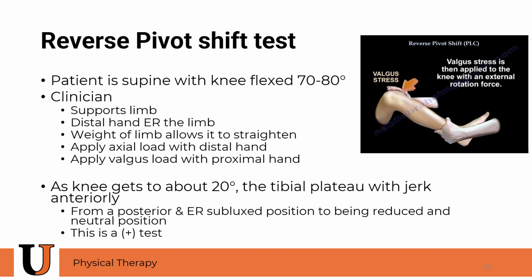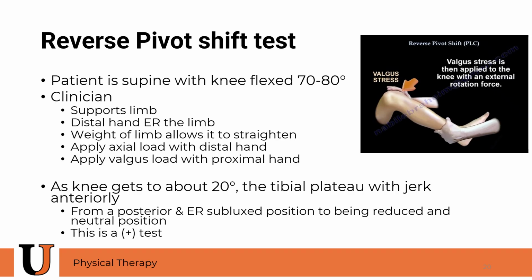With your distal hand, you're going to externally rotate the limb. And the book will say that the weight of the leg will allow the knee to extend, but what I find is there's too many variables and you're going to have to provide this extension force to extend the knee. However, how the book describes it is the weight of the limb will allow it to straighten.